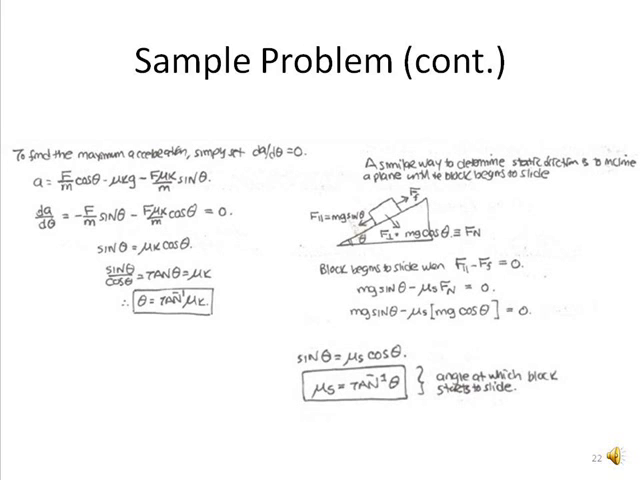Now let's consider a similar problem. Let's consider how we may determine the coefficient of static friction for a body on an inclined plane. The experiment is we place a block on an inclined plane that initially is inclined at an angle of 0, and we gradually increase the angle. And we increase the angle until the block begins to slide down the ramp.